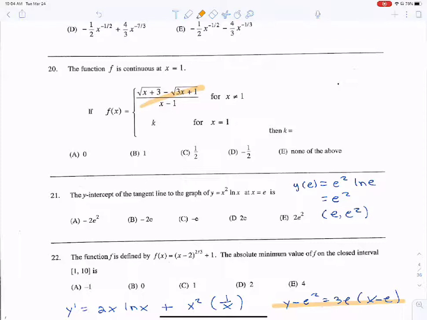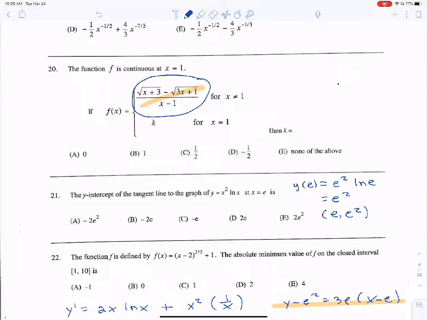So let's go back to number 20. So again, what I'm going to do, if I take this function right here, they're telling me that the function is continuous at 1. But I can look at it and say, no, if I plug in 1, there's an issue. I think you guys would agree. When I plug in 1, there's clearly an issue. But they're saying there isn't.